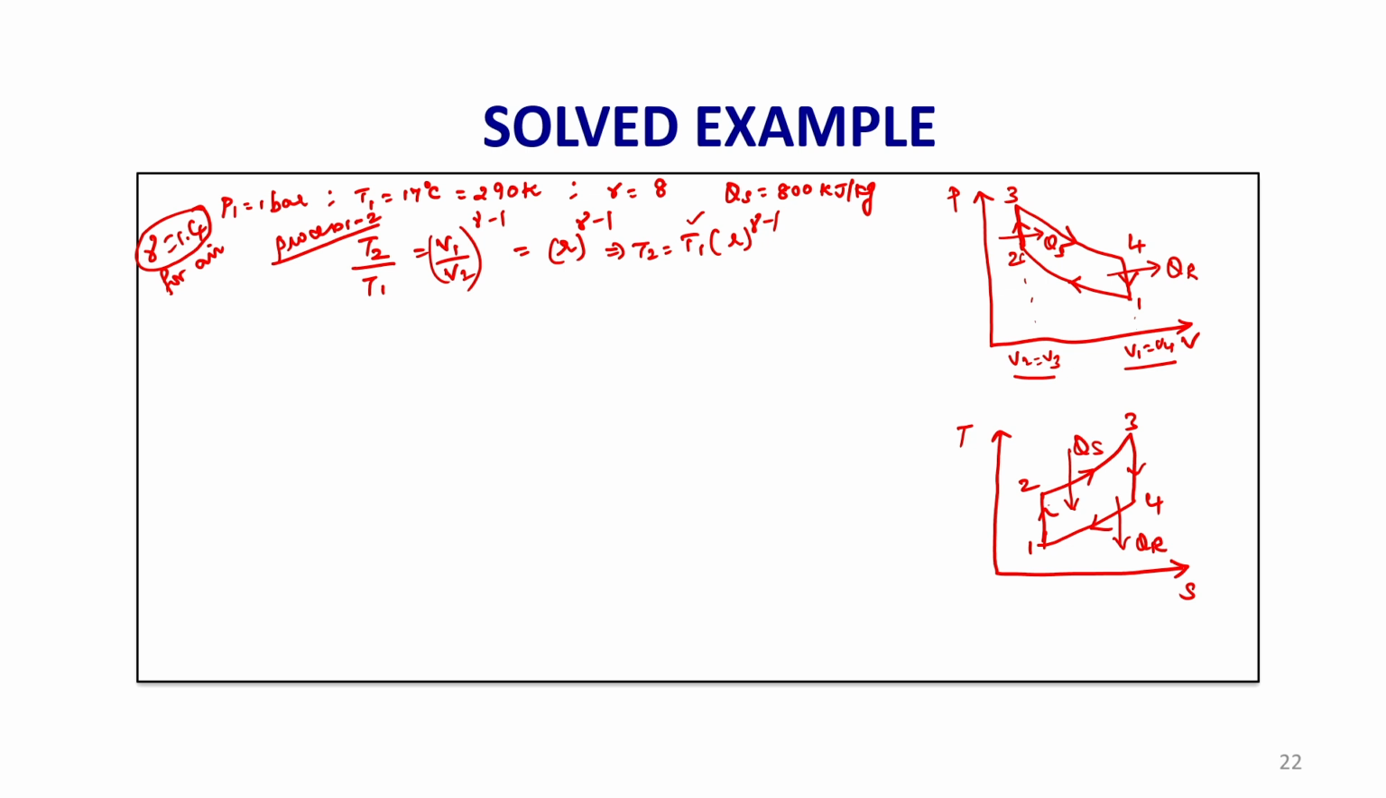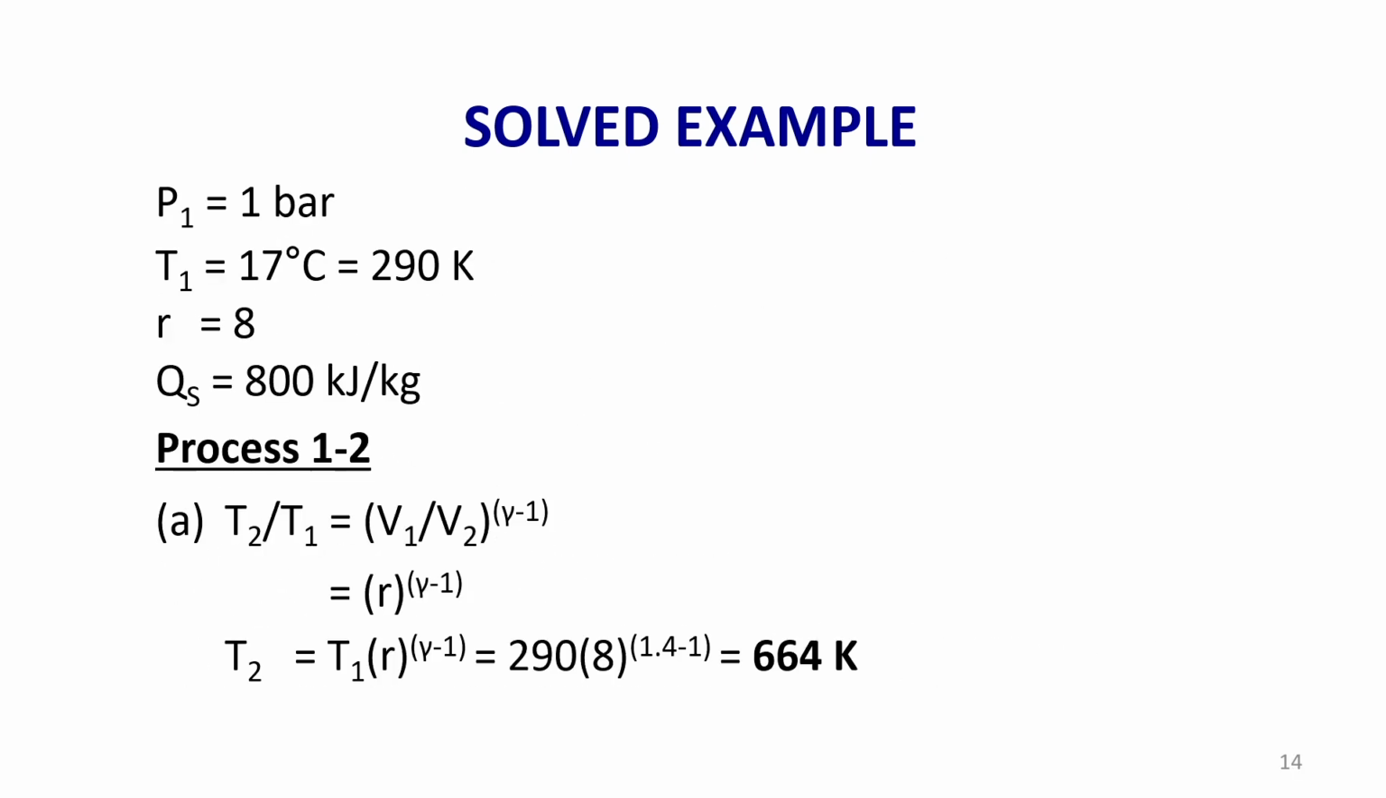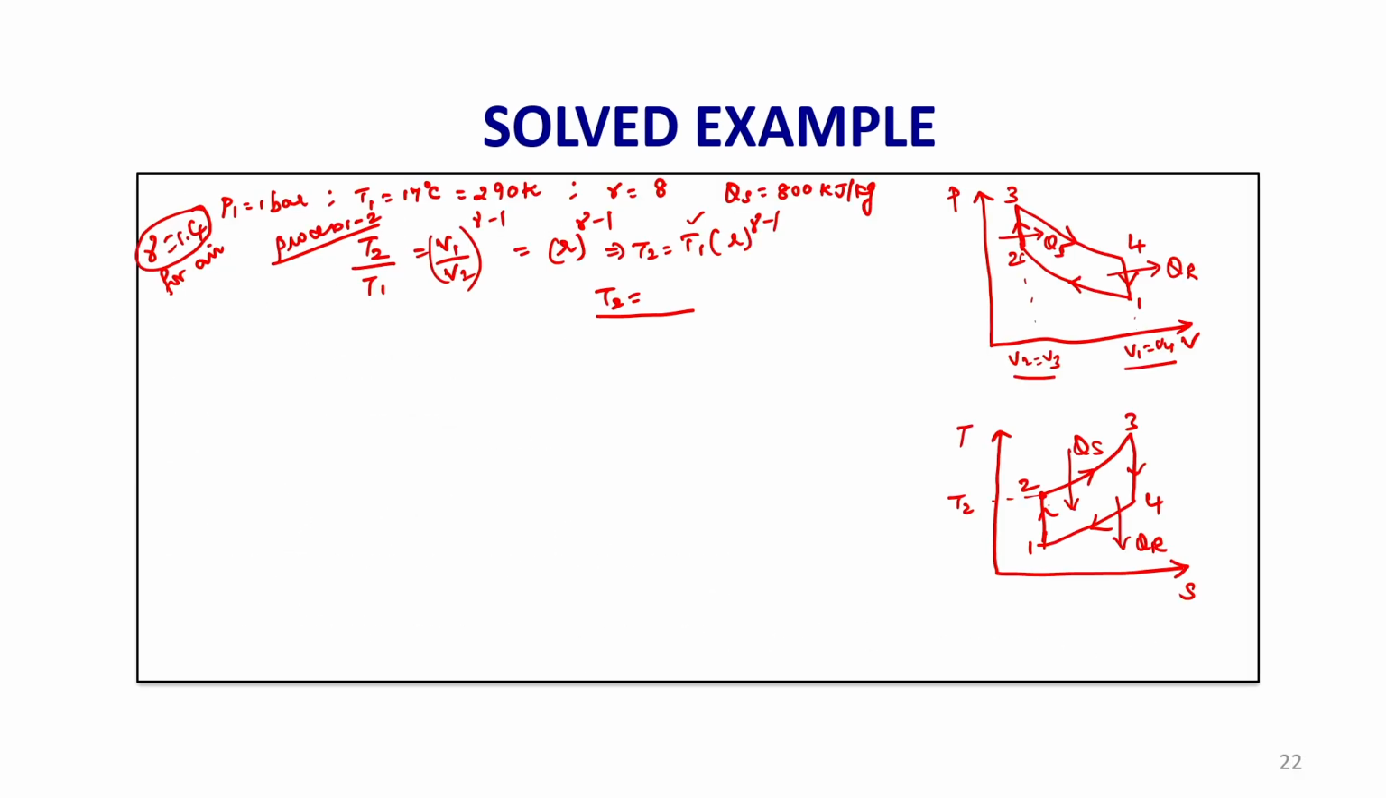Okay. So, now I am going to find out the temperature at this point. I am going to find T2. So, using this relation, substitute the values T1, r and gamma. Let us see the answer. T2 is equal to 664 Kelvin. So, the temperature after compression is 664 Kelvin, the temperature before compression is 290 Kelvin. So, the temperature has increased from 290 to 664.